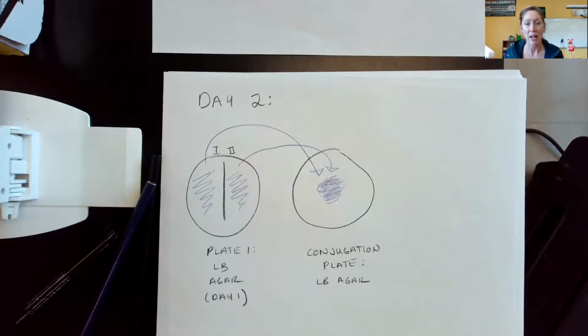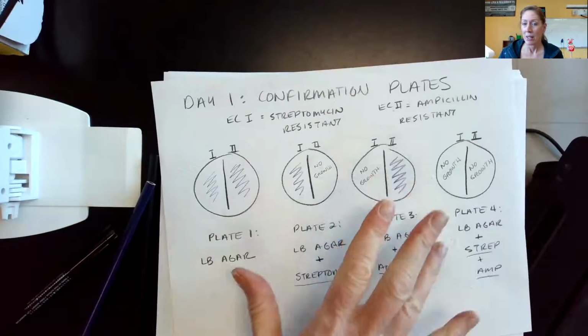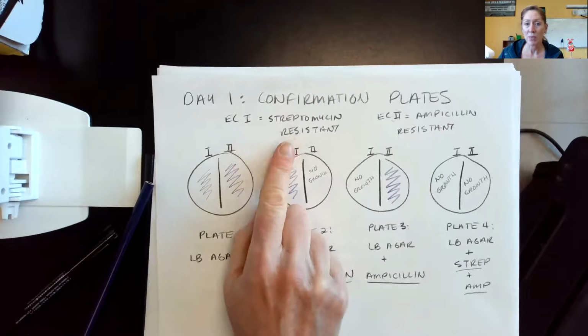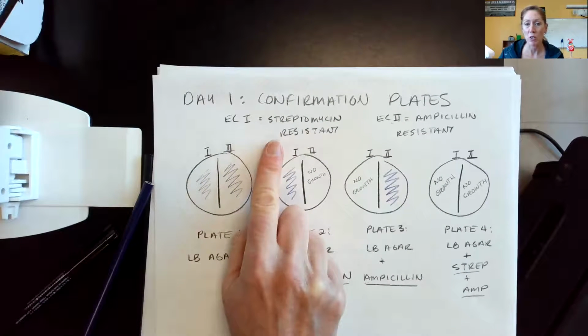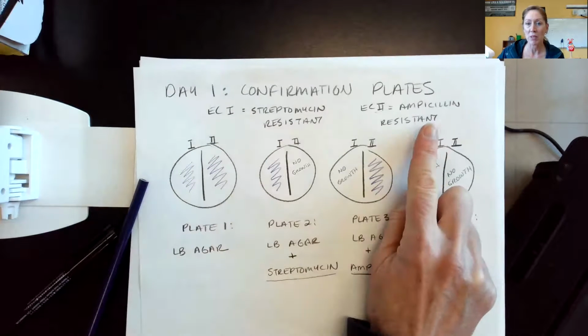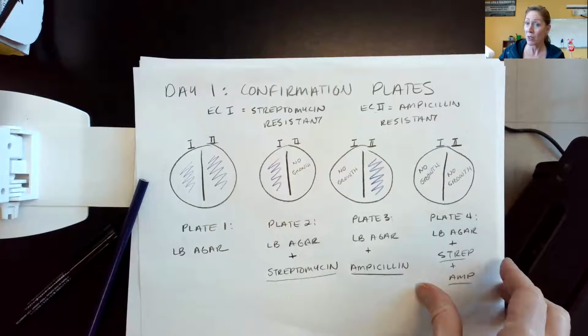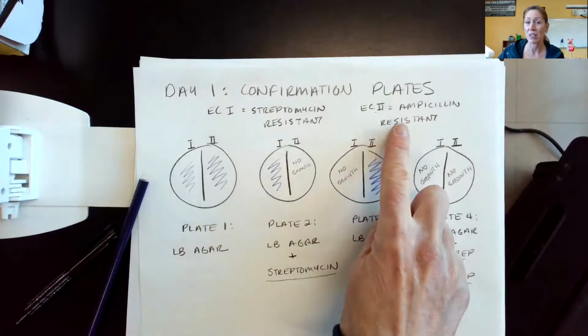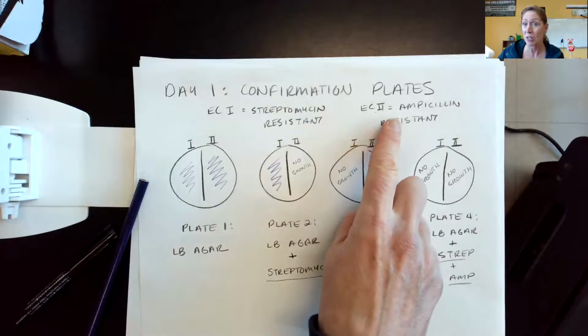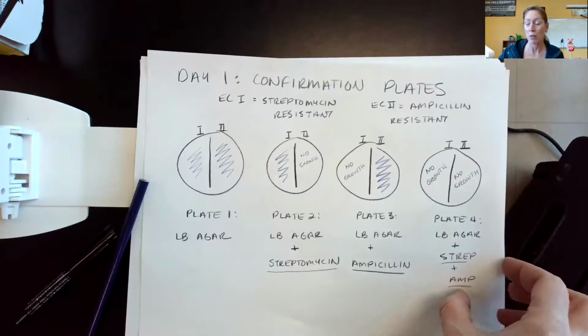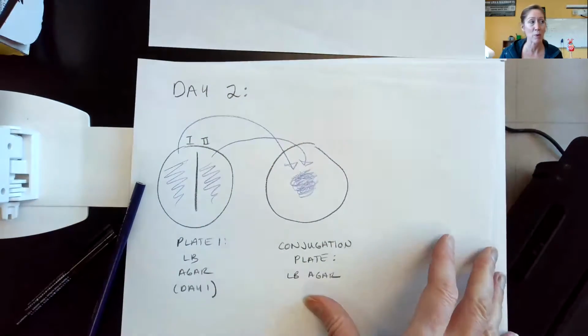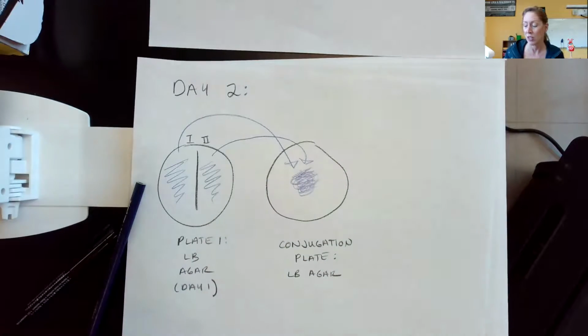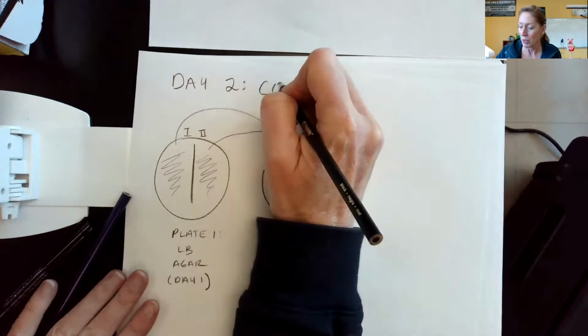And hopefully what's going to happen is they undergo conjugation. Now remember, E. coli 1, it's streptomycin resistant. That gene is located on the chromosomal DNA. E. coli 2 is ampicillin resistant. That resistance gene is located on the plasmid. So supposedly what will happen is that the plasmid from E. coli 2 will be shared with E. coli 1. So the purpose of this day, the purpose of this plate is to allow conjugation to occur. And we call this our conjugation plate.